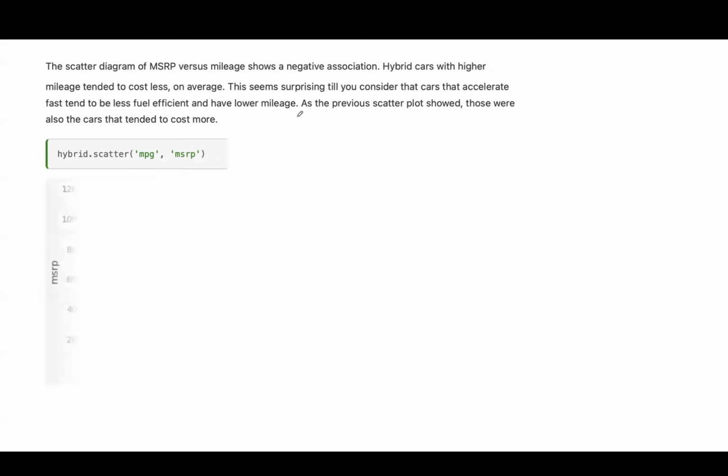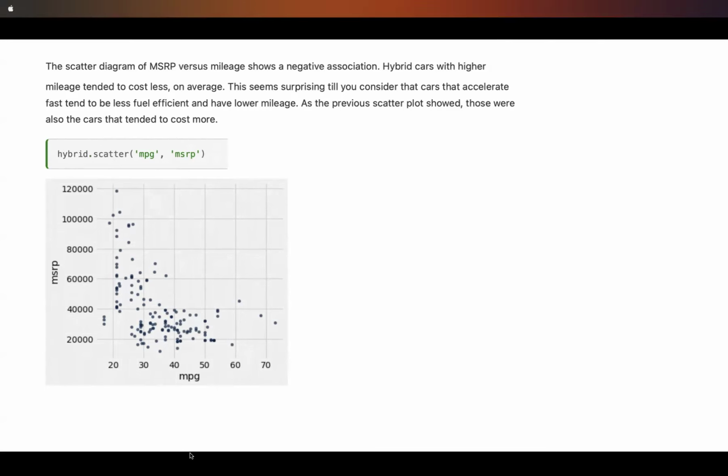So let's take a look at our MSRP and MPG. Let me share the code with you so you can run it in your Jupyter notebook.